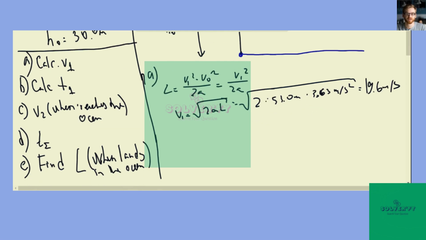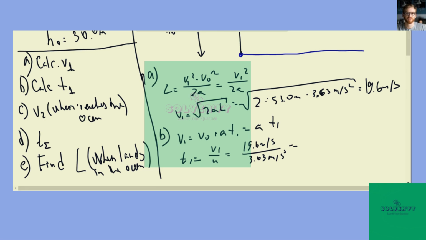Okay, we've solved question A. Now 4 more to go. Let's find the time which is needed to reach the bottom of the cliff. We can do it in the following way: v1 equals v0 plus at1, or at1 because the initial velocity is 0. Therefore, t1 equals v1 over a, or 19.6 meters per second over 3.63 meters per second squared. Let's calculate this number.